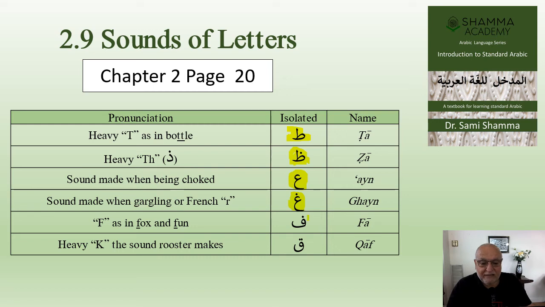The next one exists in English. It's the simple letter F. It's fa, fa as in fox, fun, and so forth. The last letter in this group is a strong K sound. It's not a ka, it's a ka. You notice I had to open my mouth to get the sound from the back of my throat. Ka, ka is a rooster in the morning. I don't know what the name of the sound of the rooster is. They go ka ka ka ka ka. It's a sound that comes deep from the throat.